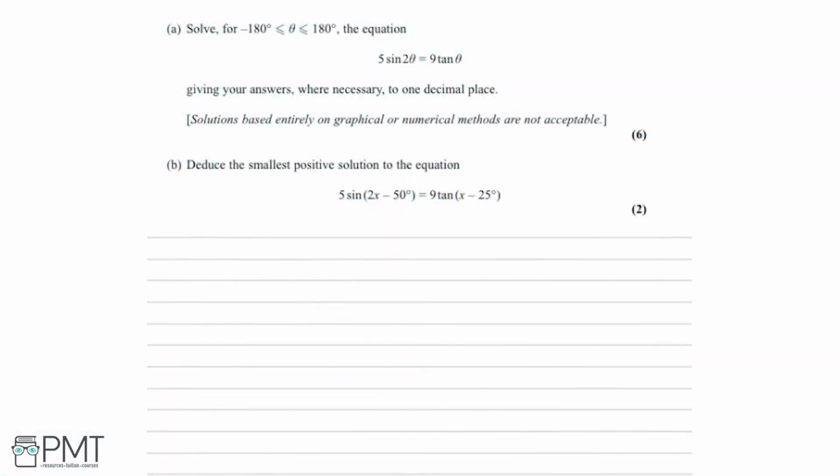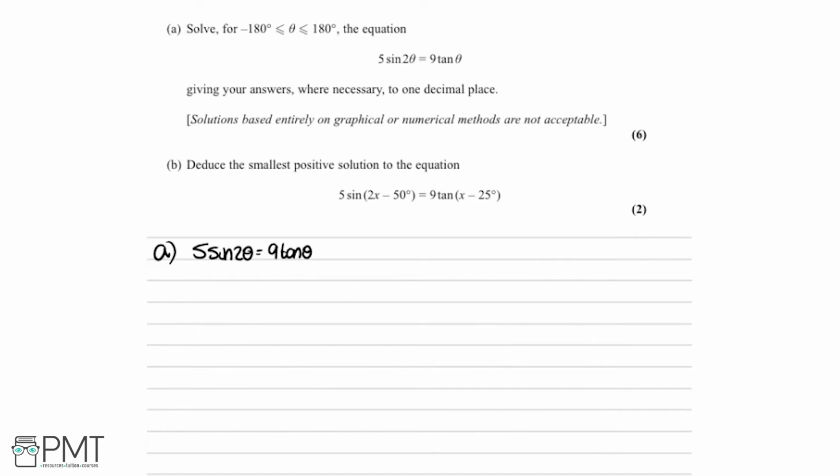So part A says we need to solve, for this range of values of theta, the equation 5 sine 2 theta equals 9 tan theta, giving answers where necessary to 1 decimal place. And it also says here, solutions based entirely on graphical or numerical methods are not acceptable. So we're going to need to use some algebra to complete the question. And this is a 6 mark question. First I'm just going to write down the equation that we've been given. So that's 5 sine 2 theta equals 9 tan theta.